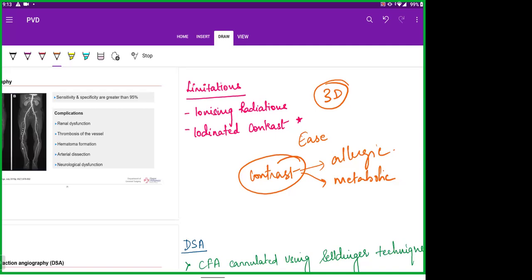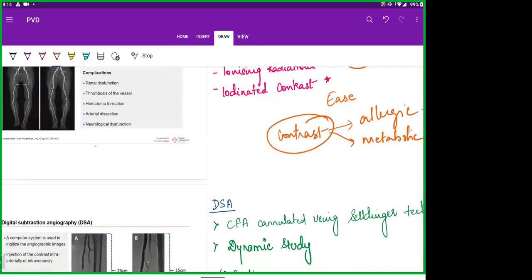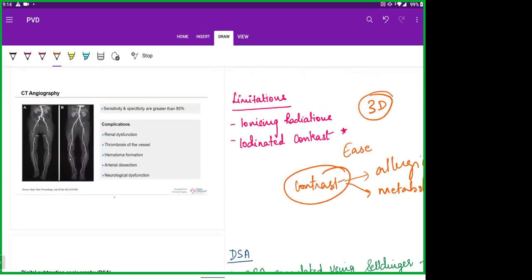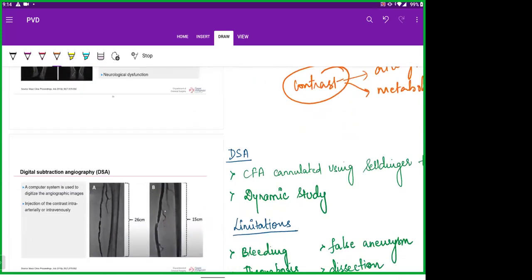See, like I told in the last class, in a diabetic patient there will be vessel wall calcification. So in a calcified vessel, MR is a better option compared to CT. It can delineate between the calcified vessel and also the contrast. Okay, now I hope it is clear till this. Let's move to digital subtraction angiography.